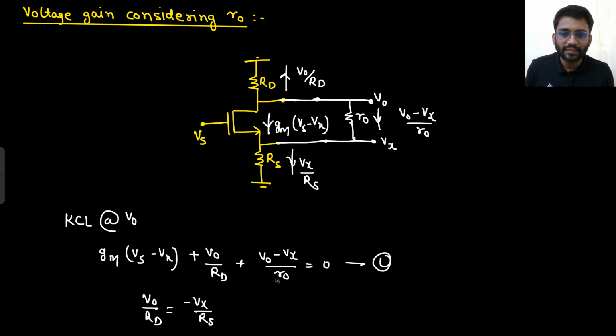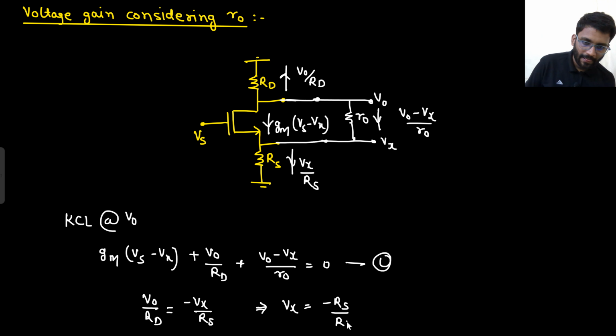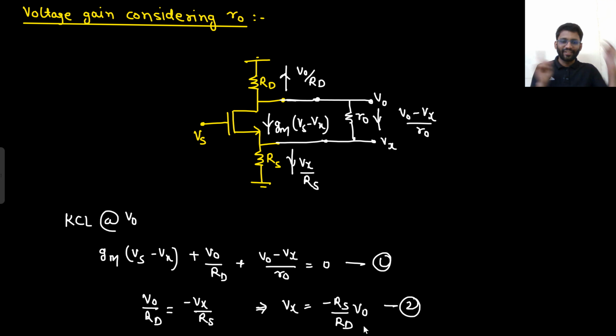So what was our issue? The issue was VX. So you can replace VX with minus RS by RD into V0. Now by using equations 1 and 2, you will find the value of V0 by VS, and that will be very complex.